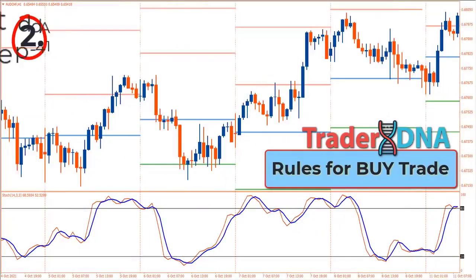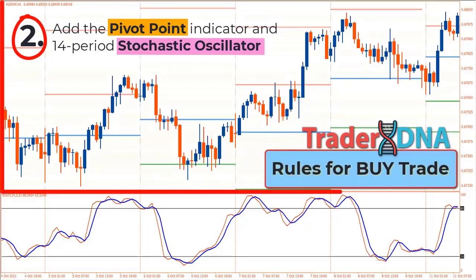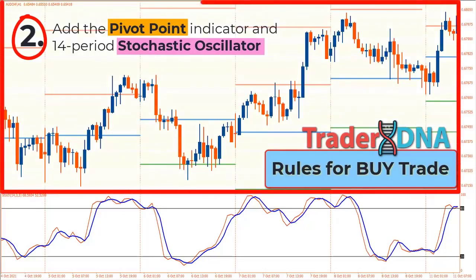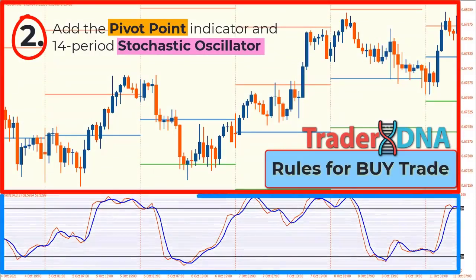Step number 2. Add the pivot point indicator and 14-period stochastic oscillator. The pivot point trading strategy has a chart configuration with 2 windows. The first window should contain your favorite market combined with pivot points. The second window should contain the 14-period stochastic oscillator attached to it.